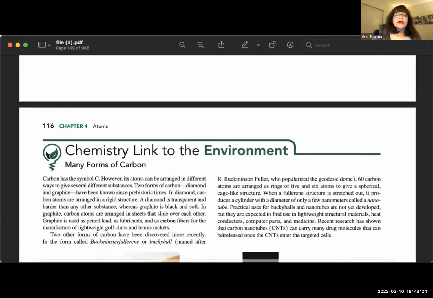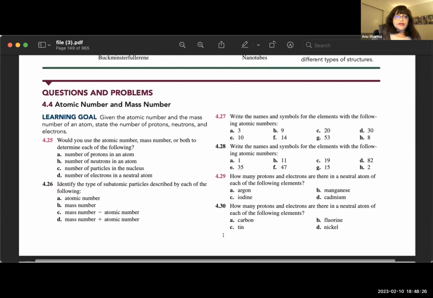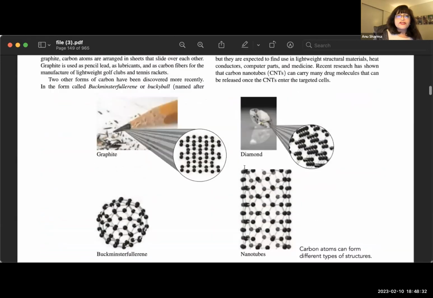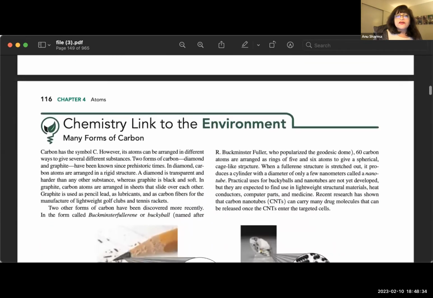So this is how you calculate the number of neutrons in the atoms and identify the parts of it. Now, in this video, we are going to look at problem number 27. Problem number 27 is on page 116 in this book.